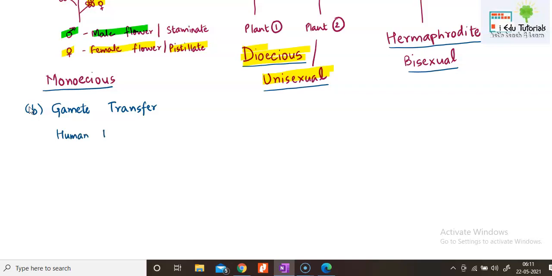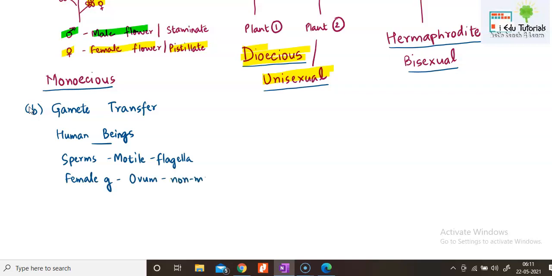Now let me give a familiar example to you so that things become clearer. In human beings, sperms, which are the male gametes, are motile. Motile means they are able to move. Why are they able to move? Because they contain flagella. But the female gamete in the case of human beings is the ovum and it is non-motile, meaning it is not movable. So what happens? Sperms reach the female genital tract and then fertilization happens in the fallopian tube, right? So sperms are going because they have flagella, right?